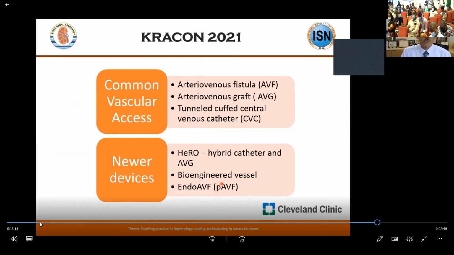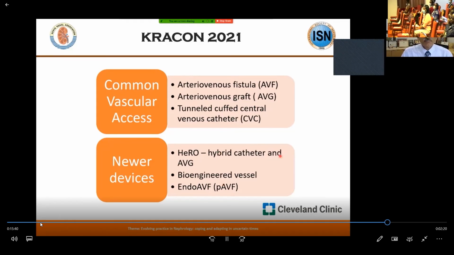And in rare situations where the patient has been on dialysis for a prolonged period of time, has lost most of the common sites, then non-conventional sites such as translumbar or transhepatic catheters are often placed. This also leads to understanding that there are several newer devices that are now available that can be used in patients with complex vascular anatomy from multiple failed accesses in the past.